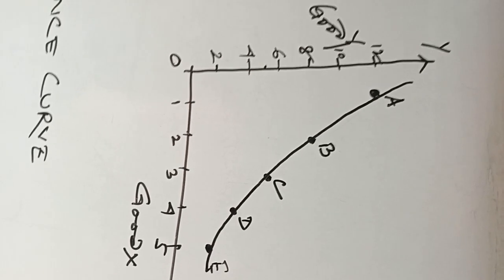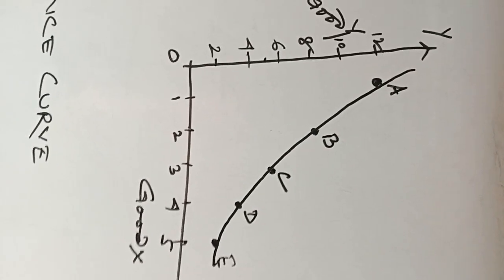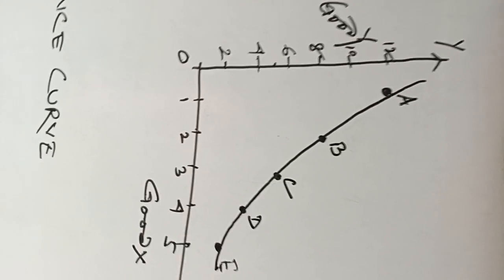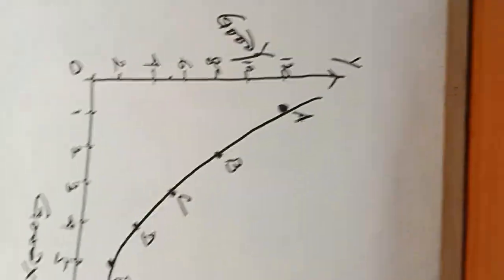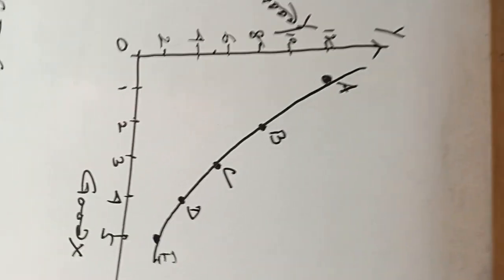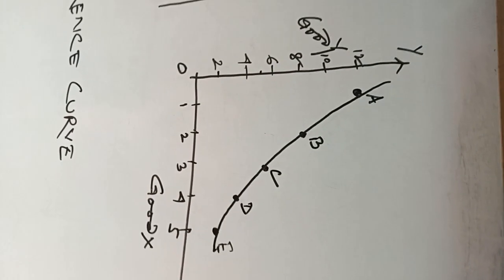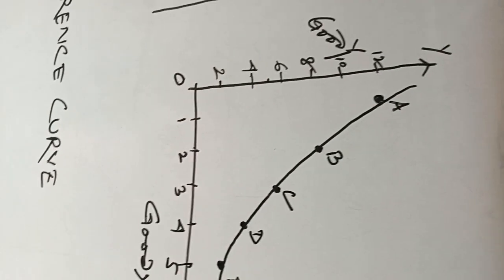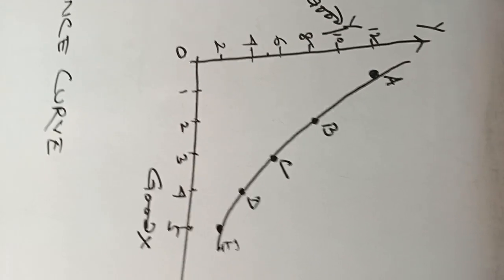A, B, C, D, E, all the combinations, or if any other point is also chosen, then that point also gives equal utility to the consumer. And so the consumer is indifferent amongst all these combinations. As the consumer remains indifferent, that is why the name is given indifference curve.